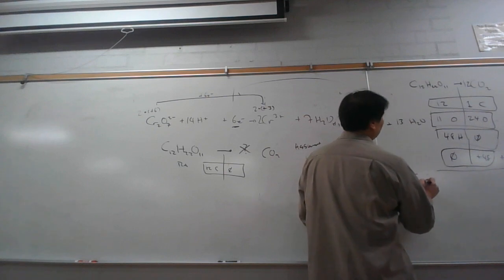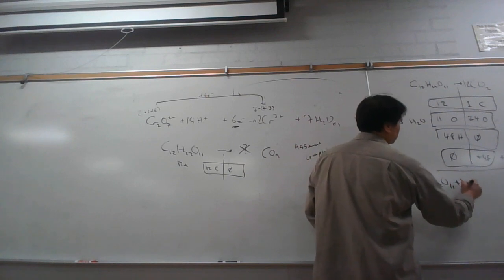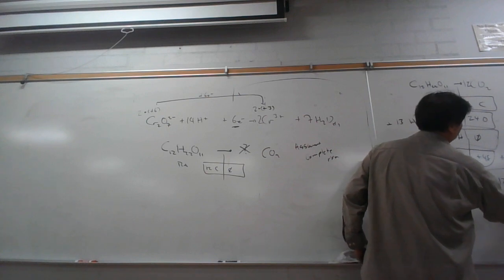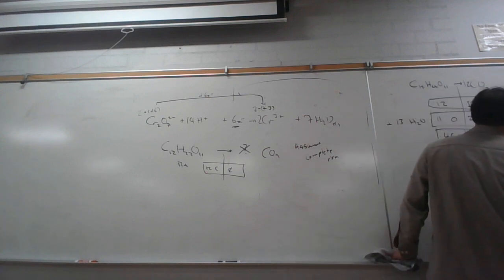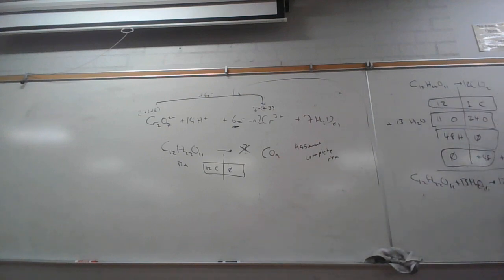And so we'll have, if I did it correctly, I'll double check. C12H22O11 plus 13 water yields 12 CO2s plus 48 H plus 48 electrons. So I have 12 carbons, 22 plus 26 is 48 hydrogens. 11 plus 13 is 24 oxygens. So there's 24 oxygens. And then the charge is neutral on the left, plus 48 minus 48 is neutral on the right. So this would be my balanced half reaction here for this.